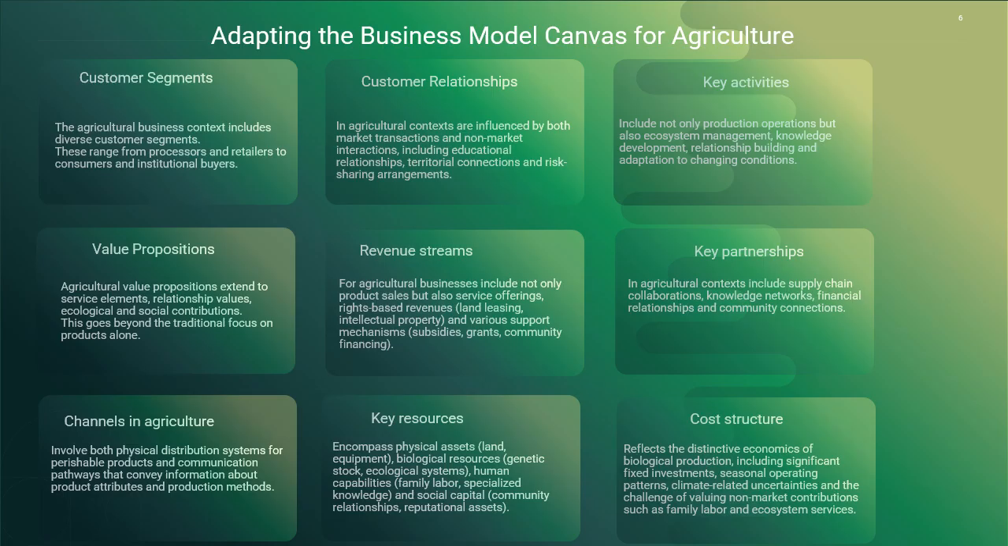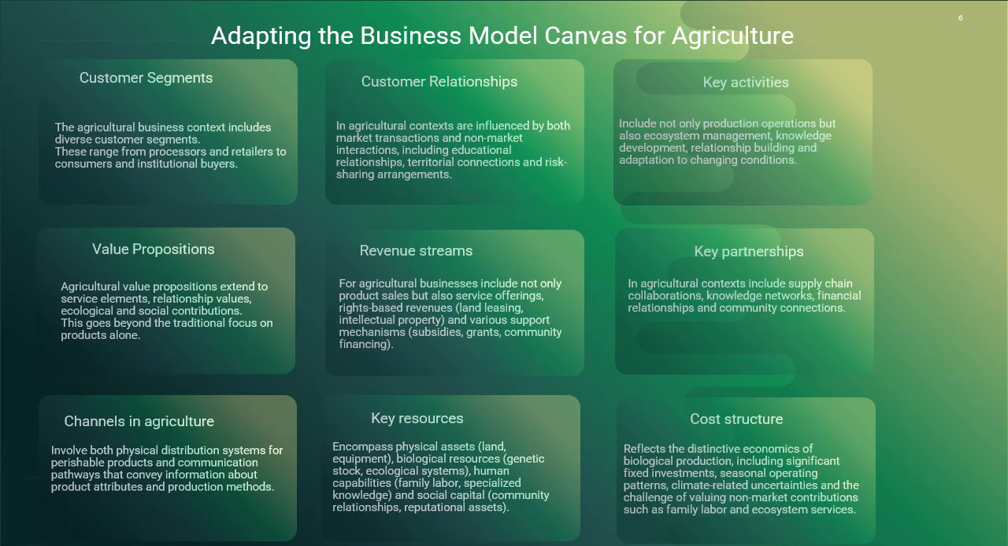Revenue streams include product sales, service offerings, rights-based revenues like land leasing, and various support mechanisms, including subsidies and grants. Key resources encompass physical assets, biological resources like genetic stock and ecological systems, human capabilities, including family labor and specialized knowledge, and social capital manifested in community relationships and reputational assets.